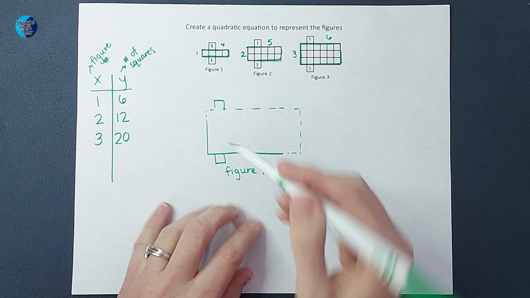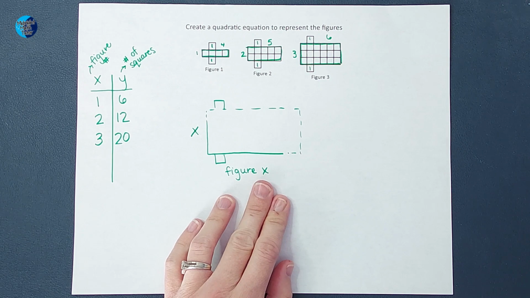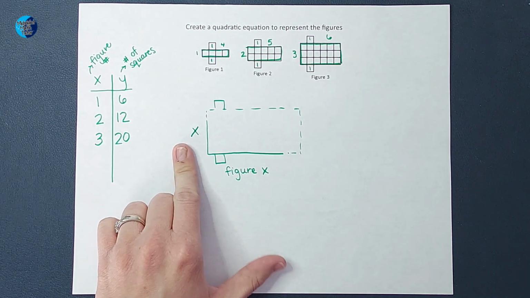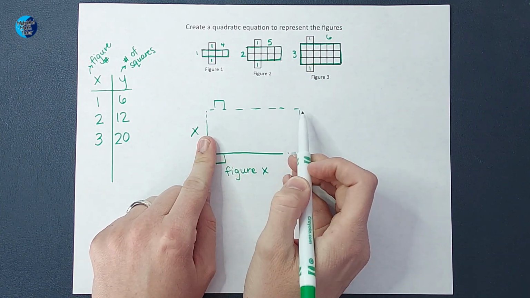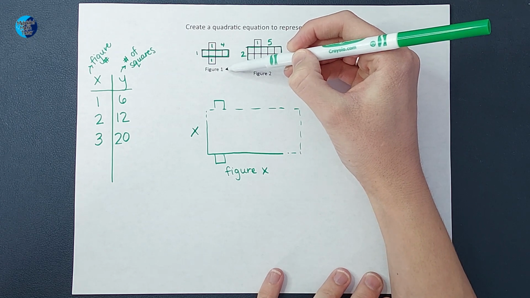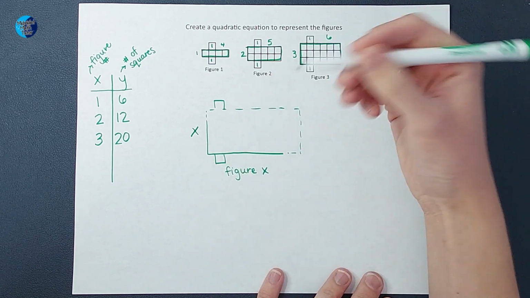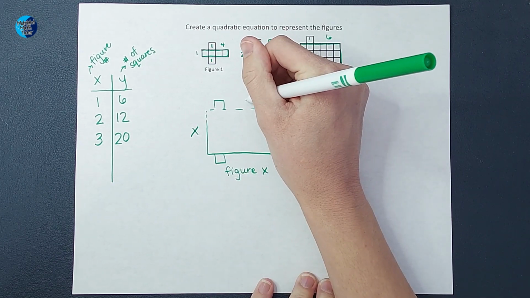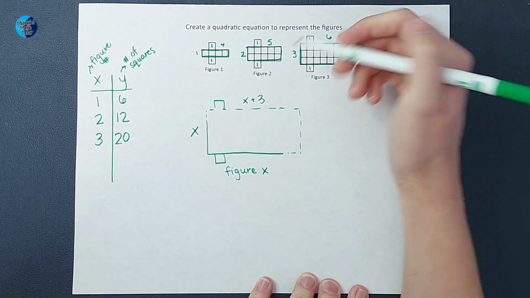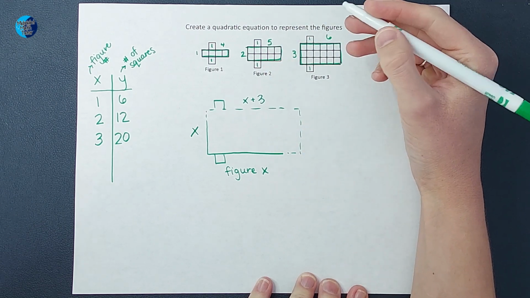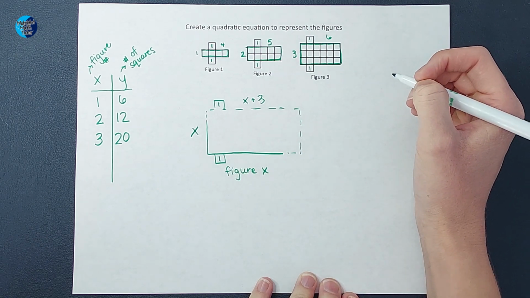So for figure X, this side of my rectangle is going to be X. If I'm looking for figure 100, this side's gonna be 100. Now, if I'm looking for how far across that rectangle is, it is the figure number plus 3. 1 plus 3 gives me 4, 2 plus 3 gives me 5, and so on. So whatever my figure number is, I'm going to take that and add 3, and that will give me that dimension of my rectangle. Now, I still have this 1 and this 1 that are always there, okay?